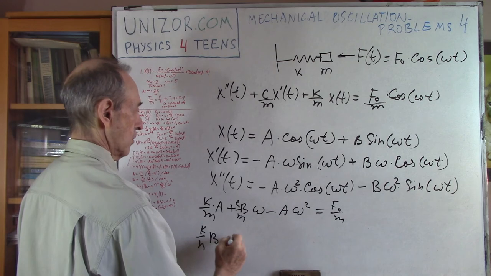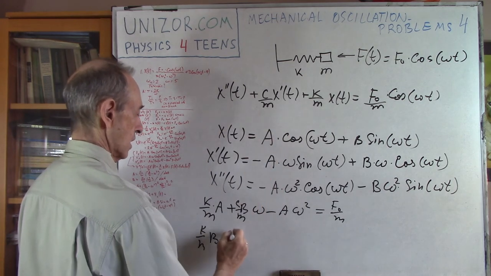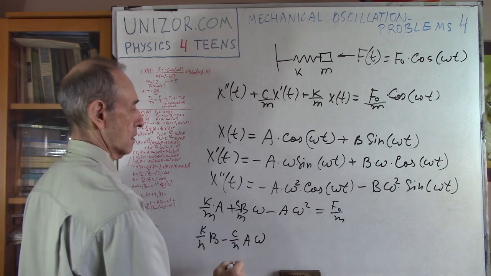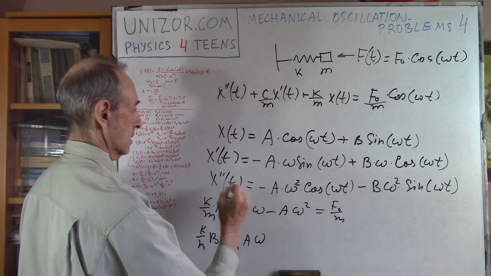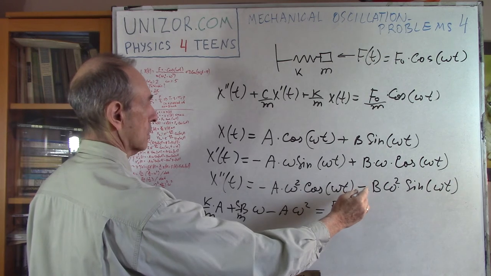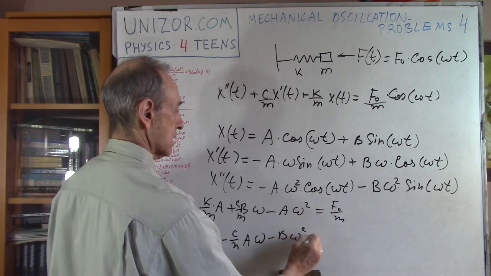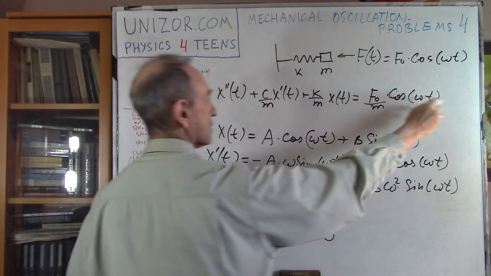Here, minus a, but that's c over m, a omega. And the second derivative of b, so it's minus b omega squared. And that's supposed to be equal to 0 because there is no sine here.